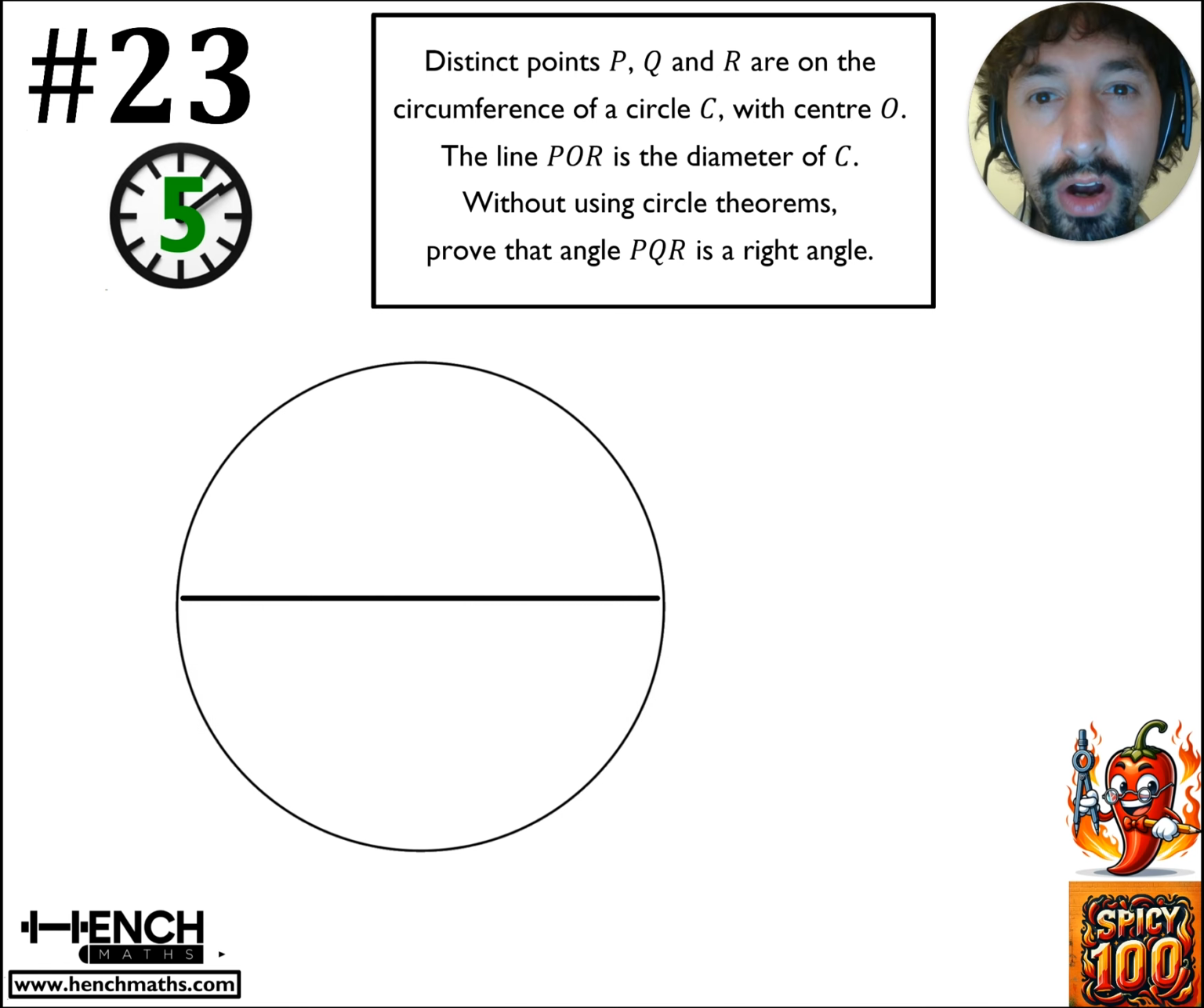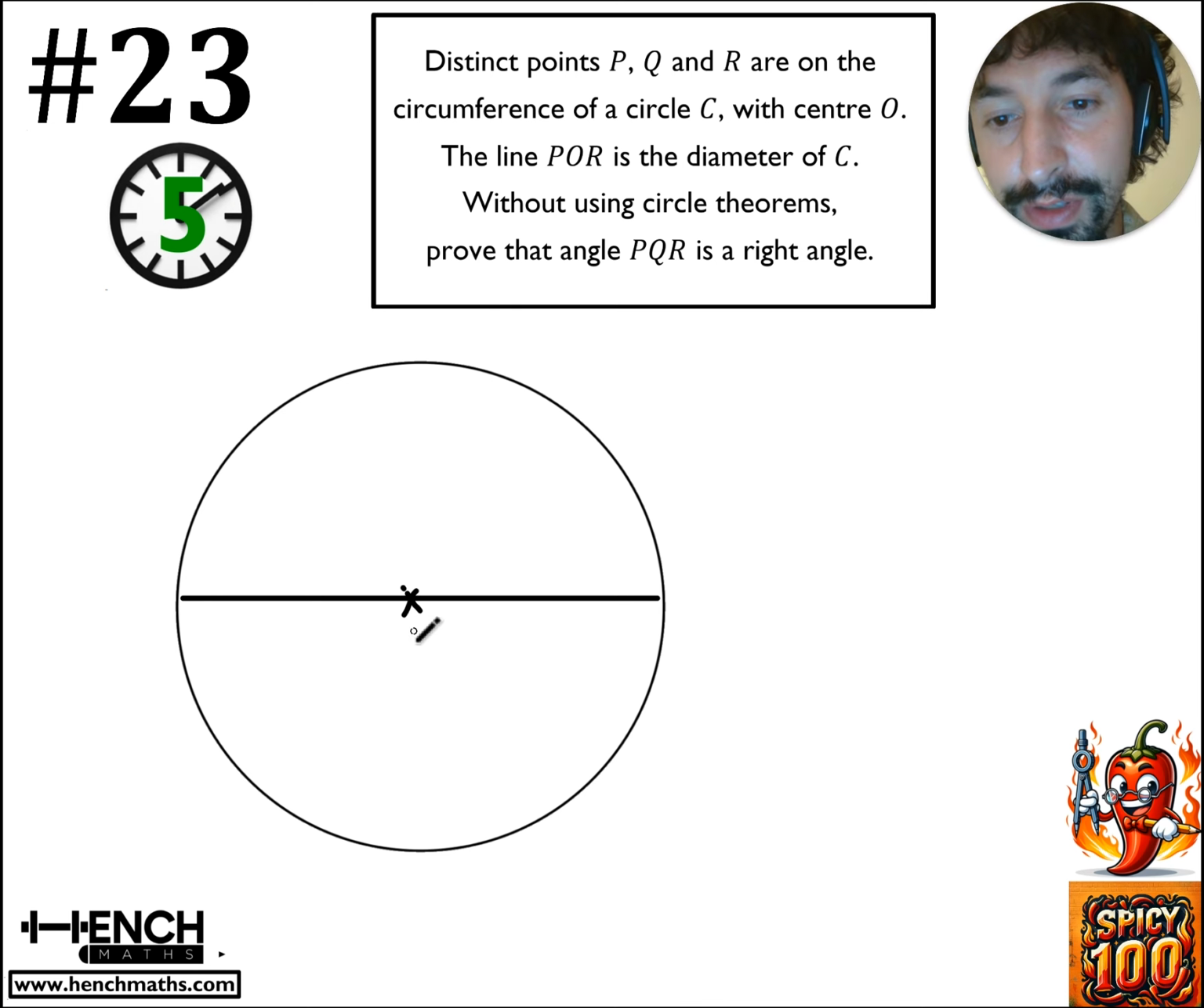So P, Q, R on the circumference and O is the center of the circle. So I'm going to mark on O, so this is the center. So if POR is the diameter, then that would work. And then Q must be somewhere else on the circle. So I'm going to put it, say, over here.